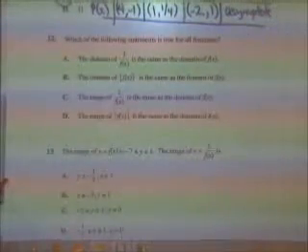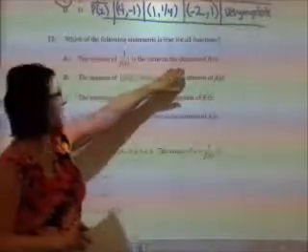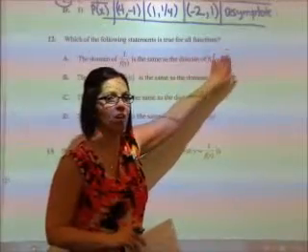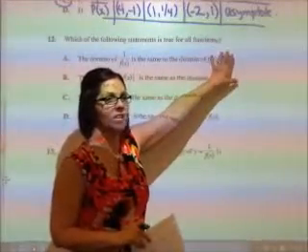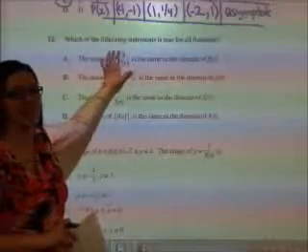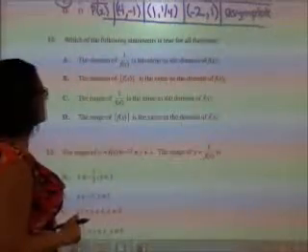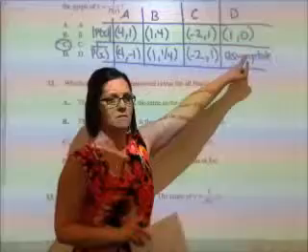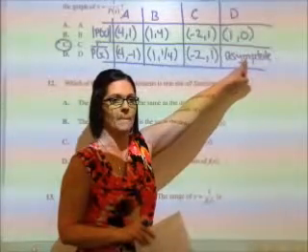Okay? Question number 12 asks, which of the following statements is true for all functions? The domain of 1 over f of x is the same as the domain of f of x. Is that true or false? Meaning, can I take absolute every value of x? If I take the reciprocal, can that value of x still work? Can it still work?